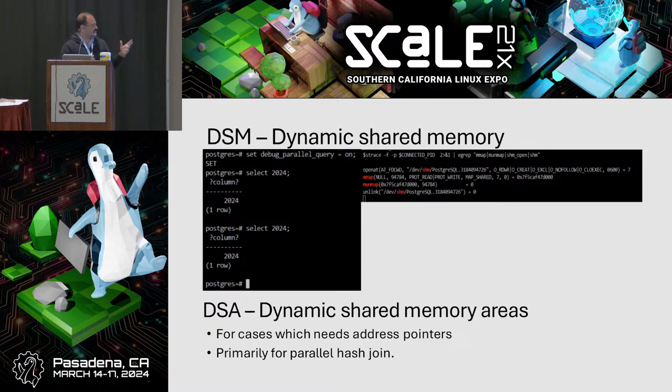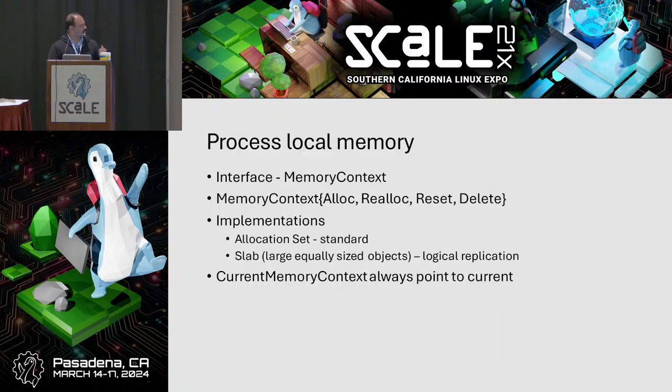So in both DSA and DSM, this kind of works out fine, but DSA has more friendly usage of segments and things like that. Both of them were developed, the original one, I believe, when we were starting to get to parallel queries. And when we got to parallel hash joins, that's when DSA was developed as well. So that's the way in which dynamic shared memory is dealt with.